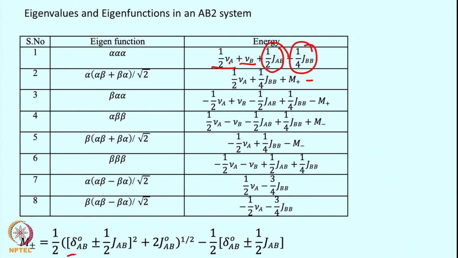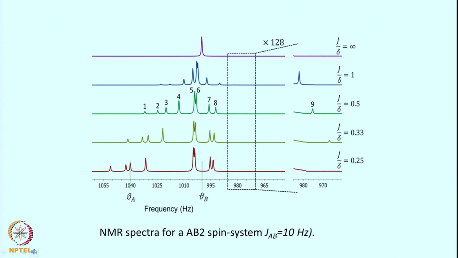So, here the term M will be given by the chemical shift of AB plus half of the coupling constant between them. So, we can derive the energy for all these states, and then one can start looking at the spectrum we get. If we do a rigorous analysis, we get a spectrum for the AB2 system like this.